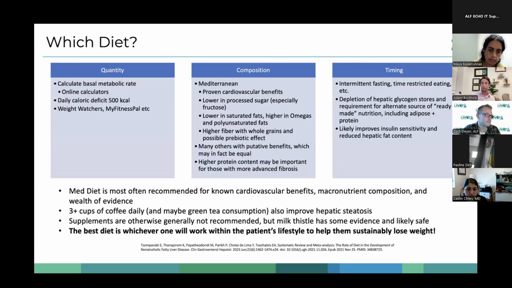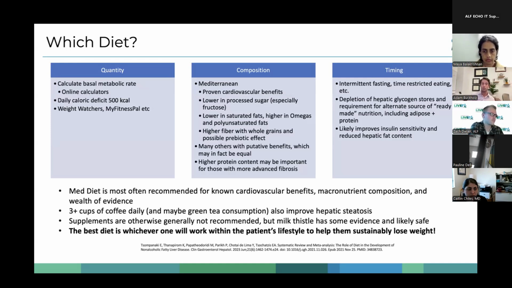So diet, of course, a mainstay of weight loss. Which diet is the right one? We're not going to go into a lot of detail on diets in fatty liver specifically, but generally there are 3 main types of diet, and every diet includes some combination of reducing quantity of food, changing the composition of food, or changing the timing of eating.